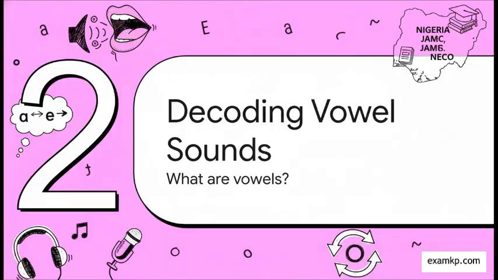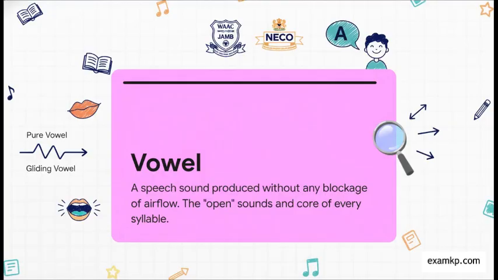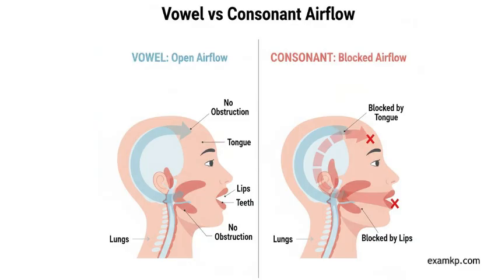To really master vowels, we first need to be crystal clear on what a vowel actually is. And don't worry, it's way simpler than you might think. A vowel is simply an open sound. When you make a vowel sound, the air flows freely from your lungs right through your mouth with absolutely no blockage from your tongue, your teeth, or your lips. Vowels are the heart of every single syllable in the English language. And this is exactly why your examiners are so focused on them.